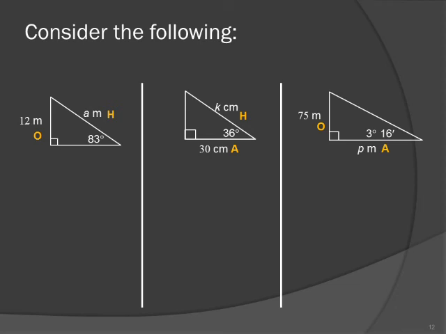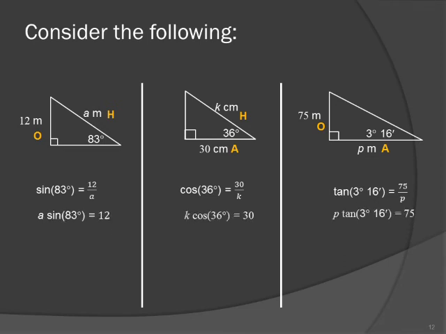So step 1, write down the ratio that's relevant for the problem that you've got. So our first one says sine of 83 degrees is 12 over A. In the second one, it's cos of 36 degrees is 30 over K. And tan of 3 degrees 16 minutes is 75 over P. Take the next step. A sine 83 degrees is equal to 12 in the first one, K cos 36 degrees is equal to 30 in the second, and P tan 3 degrees 16 minutes is 75 in the third.